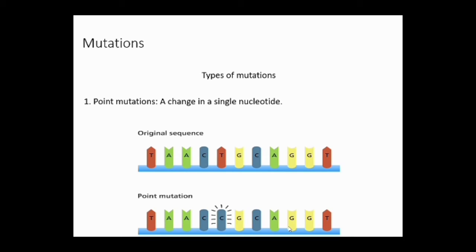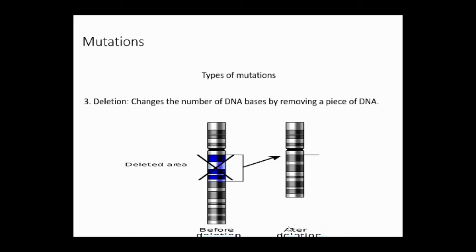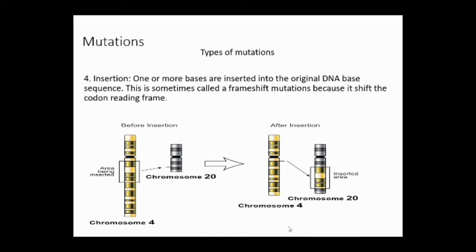The first type of mutation is the point mutation, a change in a single nucleotide. So we have the original sequence and the point mutation. Deletion changes the number of DNA bases by removing a piece of DNA. Insertion: one or more bases are inserted into the original DNA base sequence.